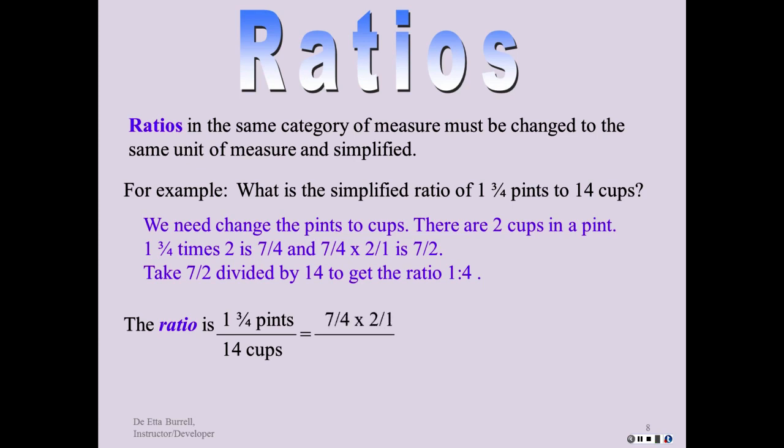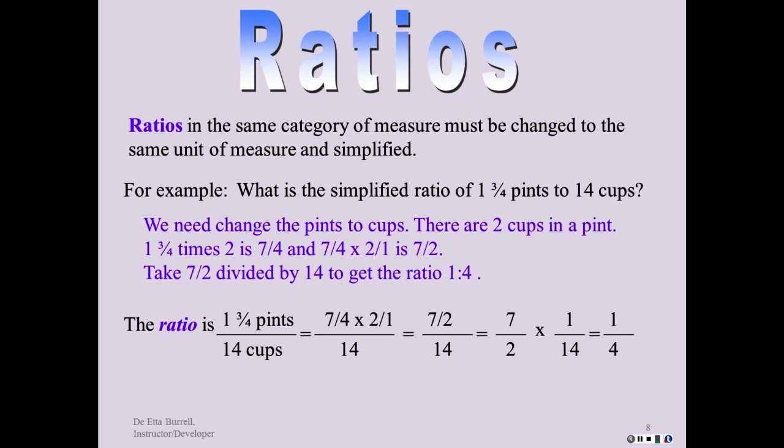You have to simplify your answer, and I suggest you simplify everything to the smallest units. So let me give you an example here. What is the simplified ratio for 1 3/4 pints to 14 cups? Now listen, pints and cups are both in the same category of measure. They are liquid capacity measures. Yesterday when we were doing the metric system, we were calling these liters.